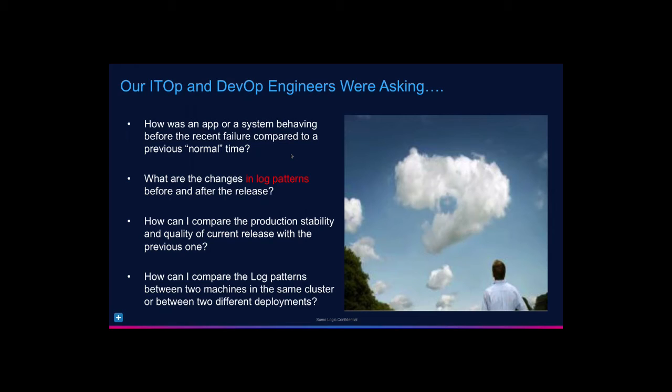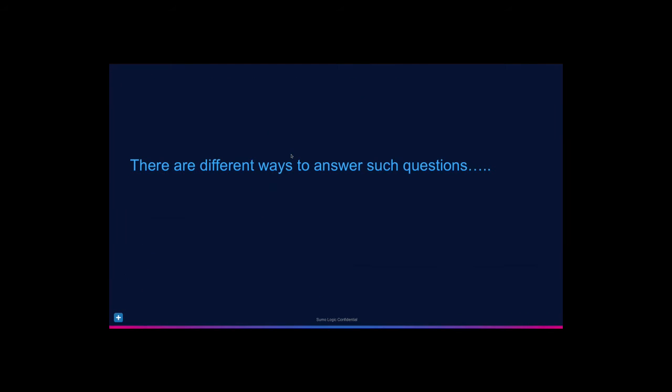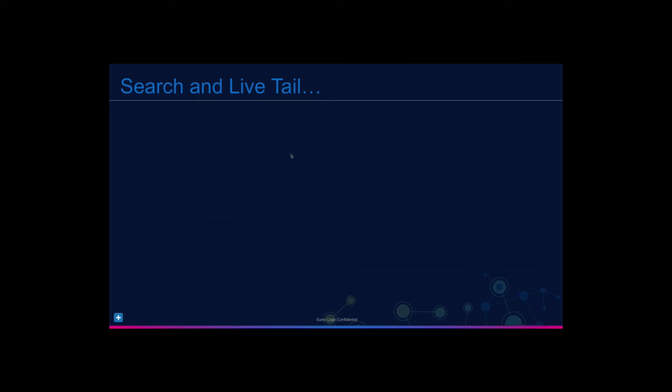So for these types of challenges, there are different ways to answer those questions. We have tremendous search and live tail capability. And the search, even though people look at search very simplistically, is a fairly complex task. I mean, imagine ingesting many different sources at very high rate, as I mentioned, millions or even billions of events per second, and you want to search and make it available.